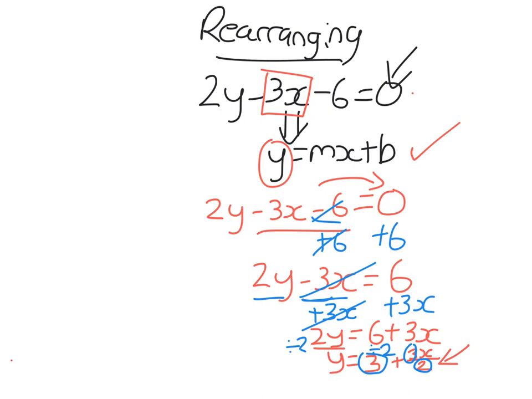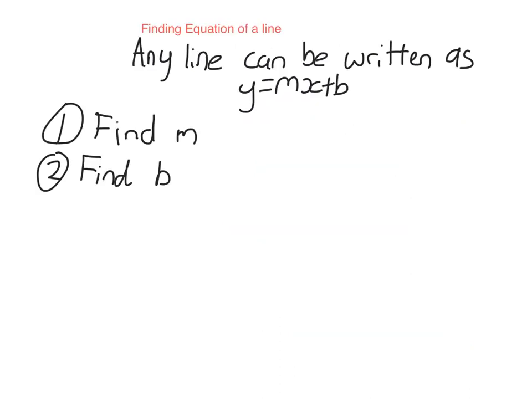I now am just going to go, finally, through finding the equation of a line. When we're finding the equation of a line, we need to remember that any line can be written as y equals mx plus b. So all we need to do is find what m is and find what b is. Unfortunately, what makes this complicated is you do it differently depending on the question.